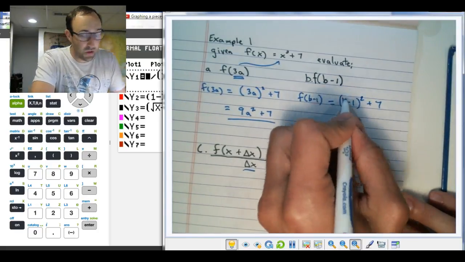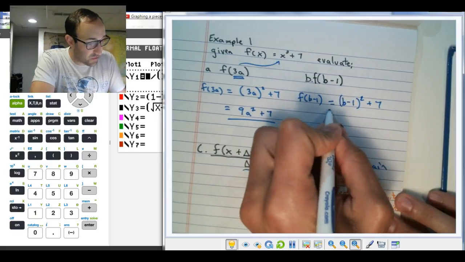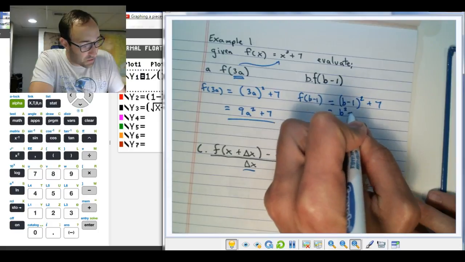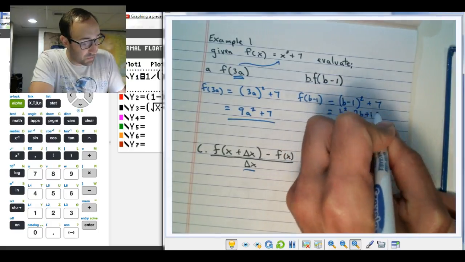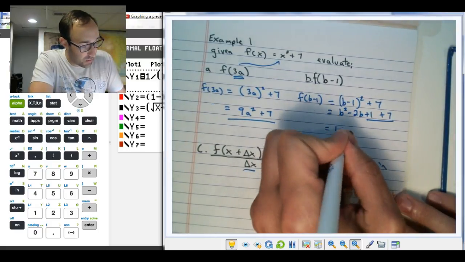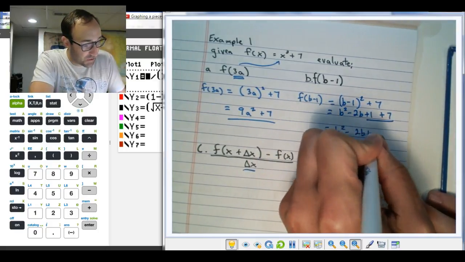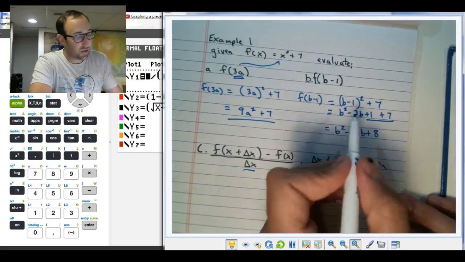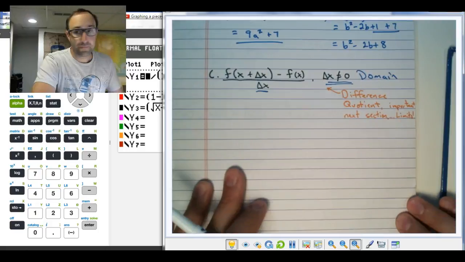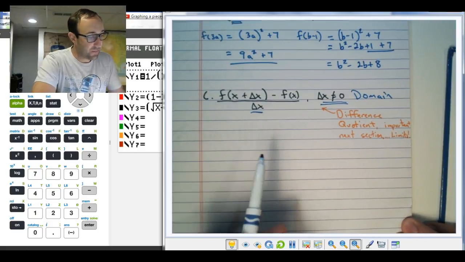So what we're going to do is you can use the FOIL method. Otherwise, if you remember some shortcuts, that's okay too. That was going to be b squared minus 2b plus 1 plus 7. And we're going to combine our like terms to say that's b squared minus 2b plus 8. If you want to check the FOIL method, you can, but that is what it's going to look like. All right, next, C.